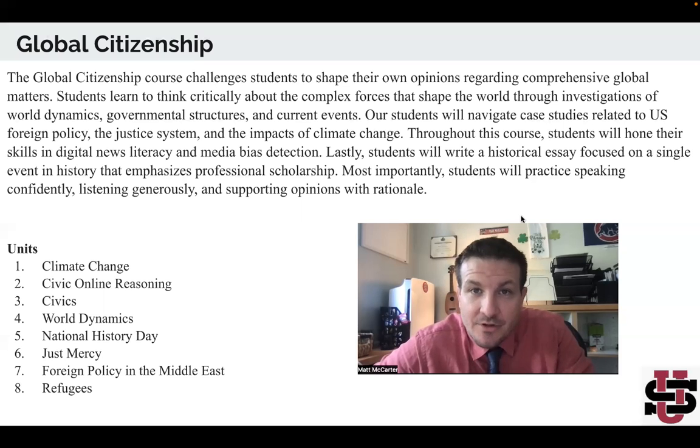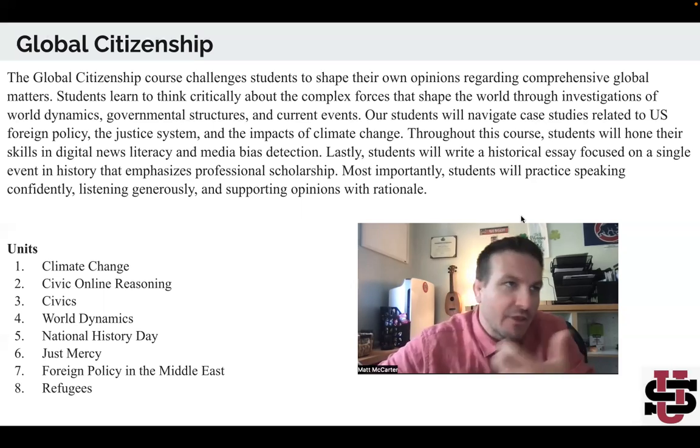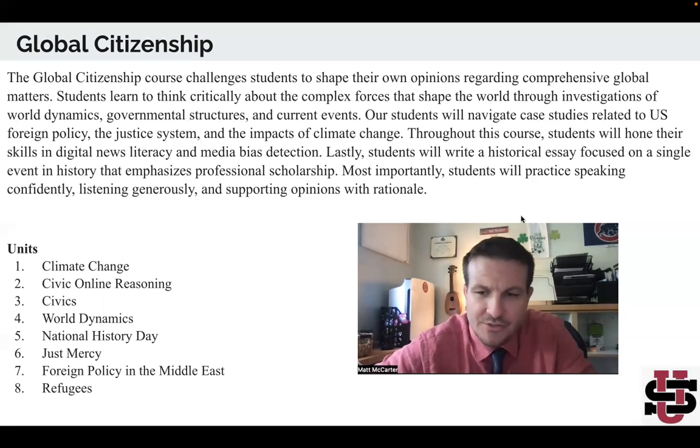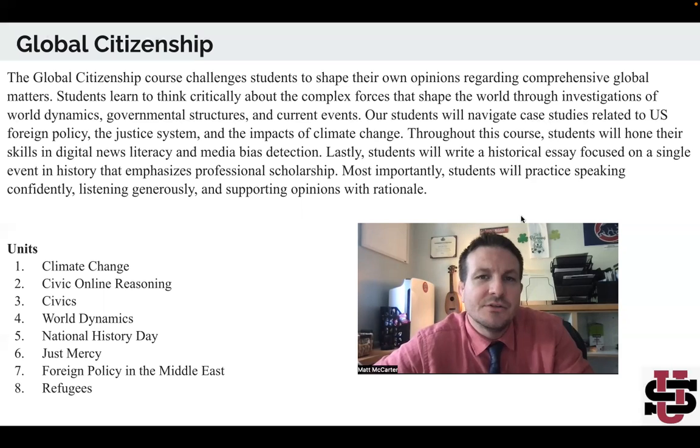Unit 3 is a civics unit where we'll study local, state, and national elections. We'll see how the campaigns are targeting certain populations or trying to earn certain types of votes. They'll also understand how these systems work together, just a sort of investigation into the government systems of the United States. Our 4th unit is world dynamics.